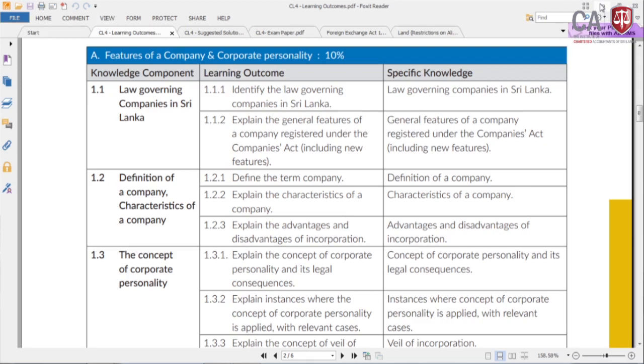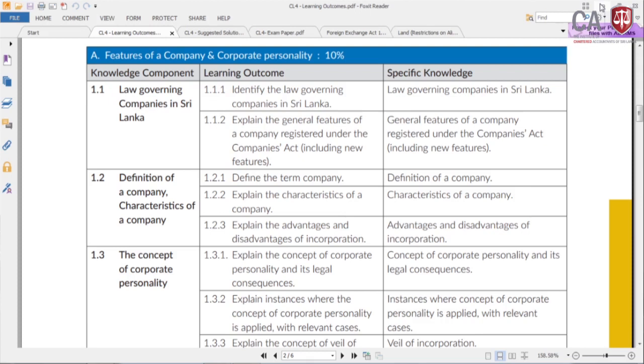Then the concept of corporate personality, where we also discussed many areas in this with the relevant case law, like Solomon versus Solomon and Company. So you have already obtained the knowledge in explaining the concept of corporate personality and its legal consequences.